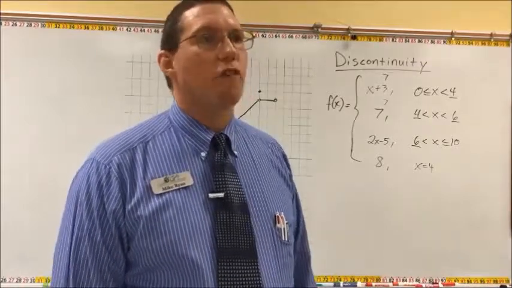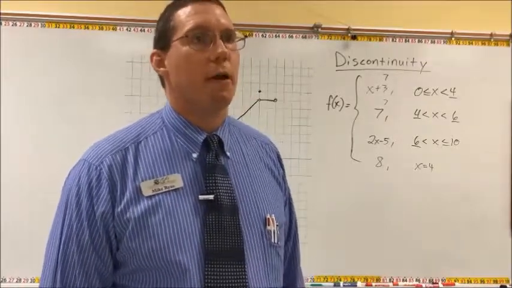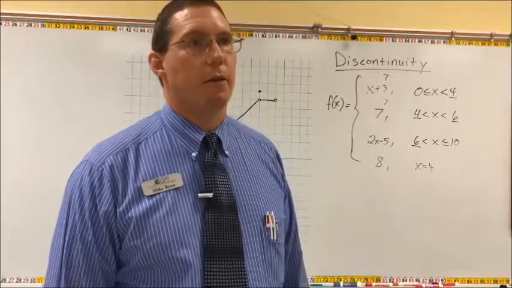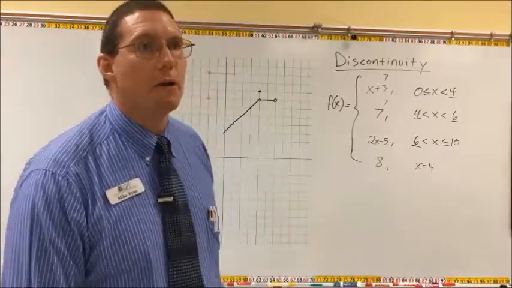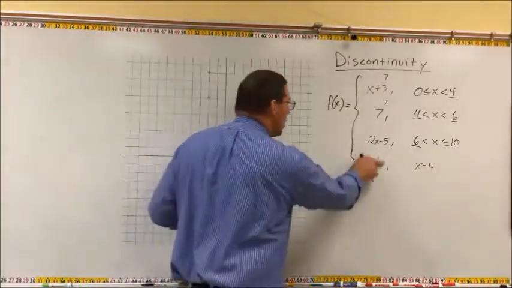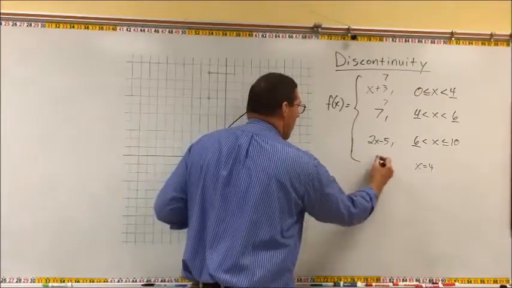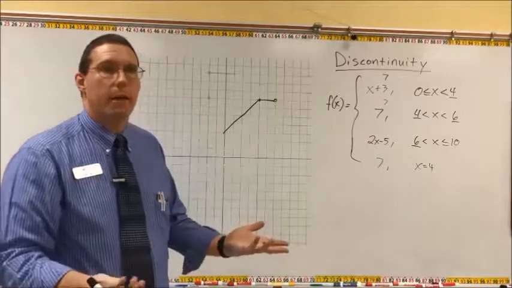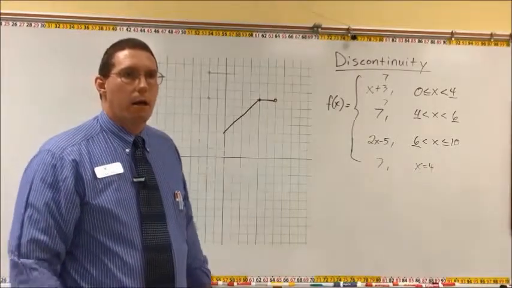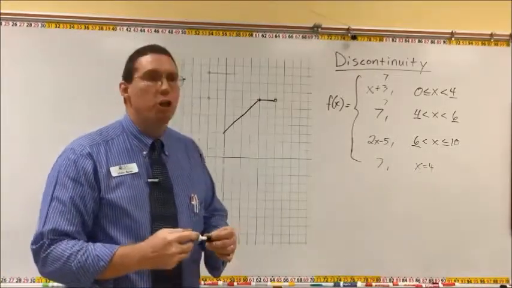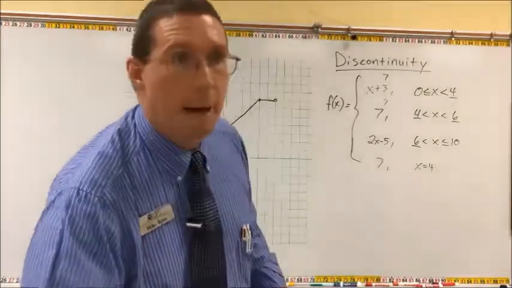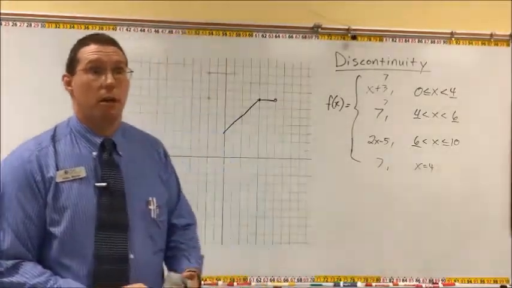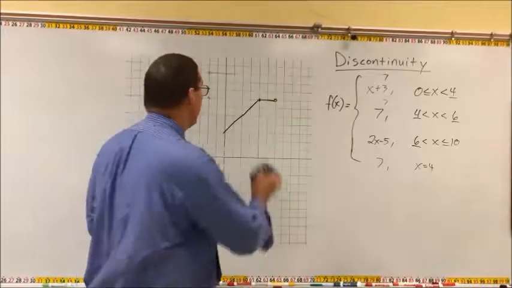A better way, instead of calling it a hole, it would be better to say we have a removable discontinuity. And the way we can remove the discontinuity is by redefining the function at 4 as 7, which would now fill the hole and remove the discontinuity. I know I'm pushing the limits of what y'all know about math, and that is good. Right? That's how we learn.